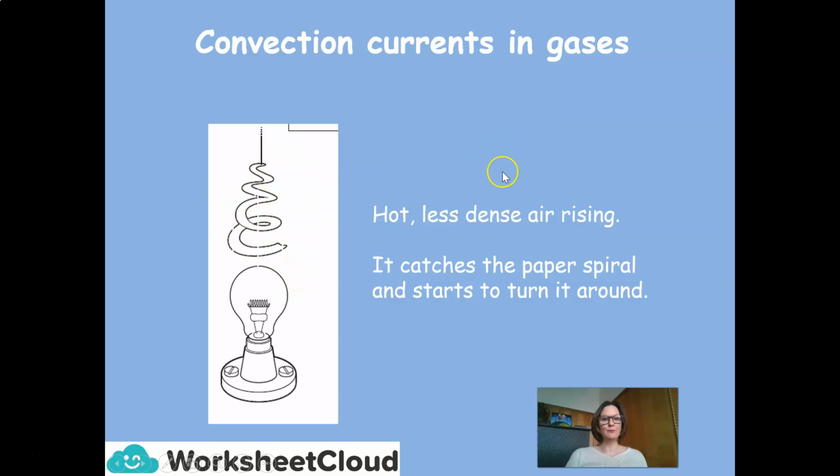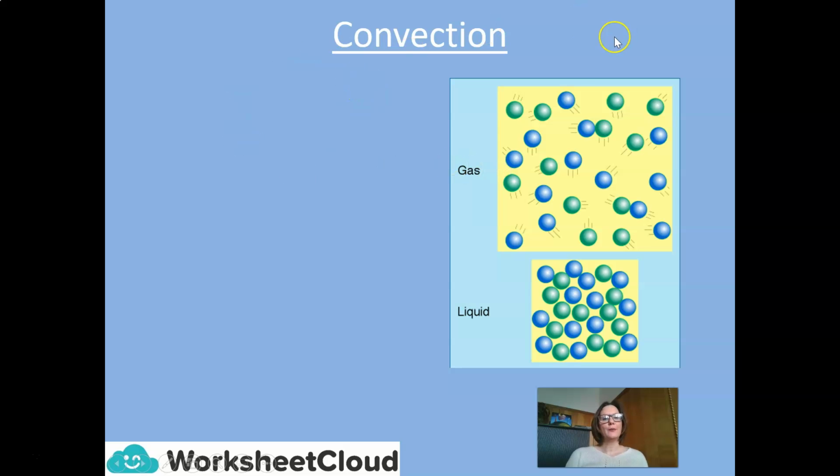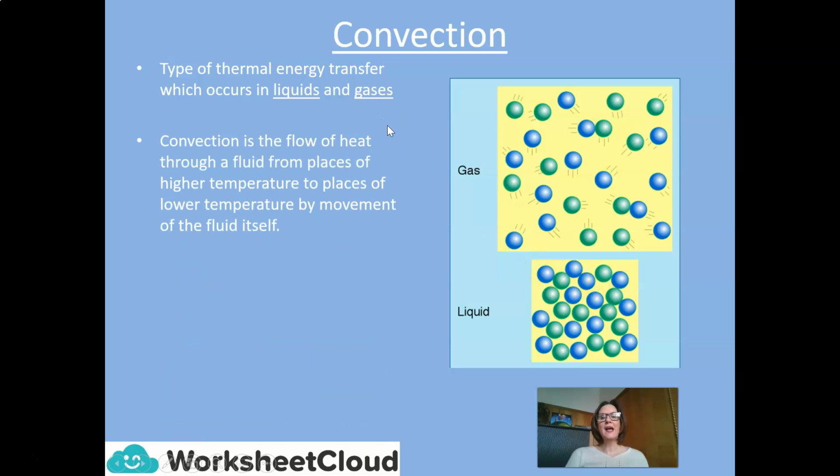Okay, so you'll actually see the movement of the air. So here we have our gas and our liquid, our fluids in convection. It is a type of thermal energy transfer which occurs in liquids and gases. And here you can see the particles are slightly further apart, more so in a gas than in a liquid. Convection is the flow of heat through a fluid from places of higher temperature to places of lower temperature by movement of the fluid itself.